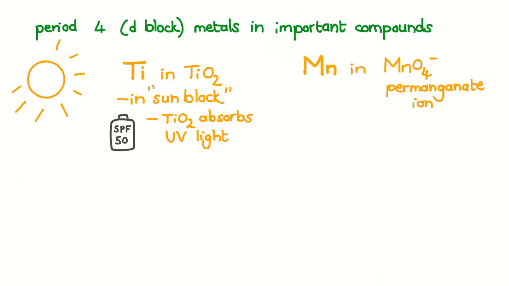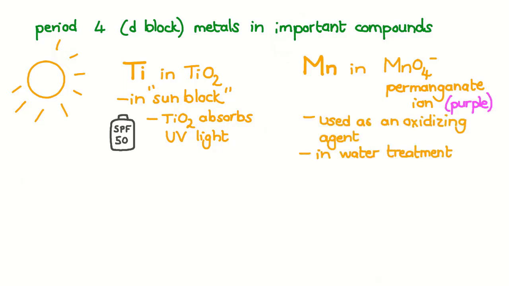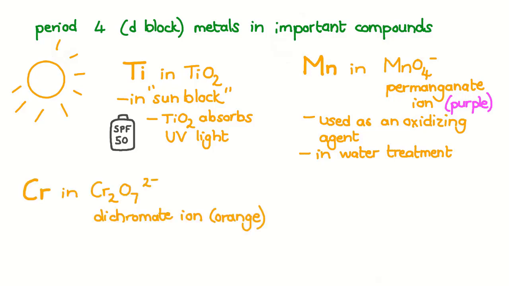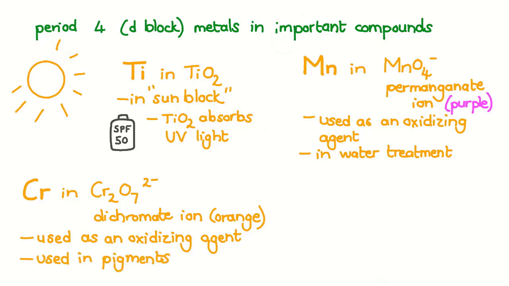Manganese is found in the permanganate ion. This purple ion is a strong oxidizing agent and is used in many applications. For example, in water treatment to disinfect. Chromium in the orange dichromate ion is also used as an oxidizing agent, although it is not as strong an oxidizing agent as permanganate. Dichromate as well as chromate ions are used in pigments because of their strong color.